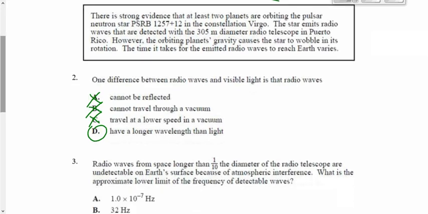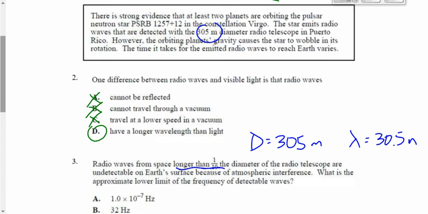And number 3, which also goes with this, says radio waves from space longer than 1/10 the diameter of the radio telescope. The diameter, they tell us up here, is 305 meters. So they're telling us here that the wavelength is 30.5 meters, right? The radio waves that are this length, 1/10 the diameter. So the wavelength is 30.5 meters.